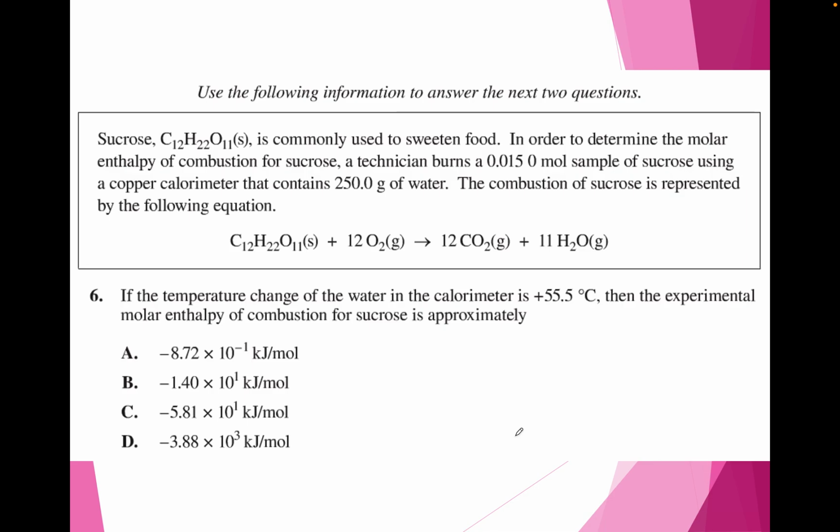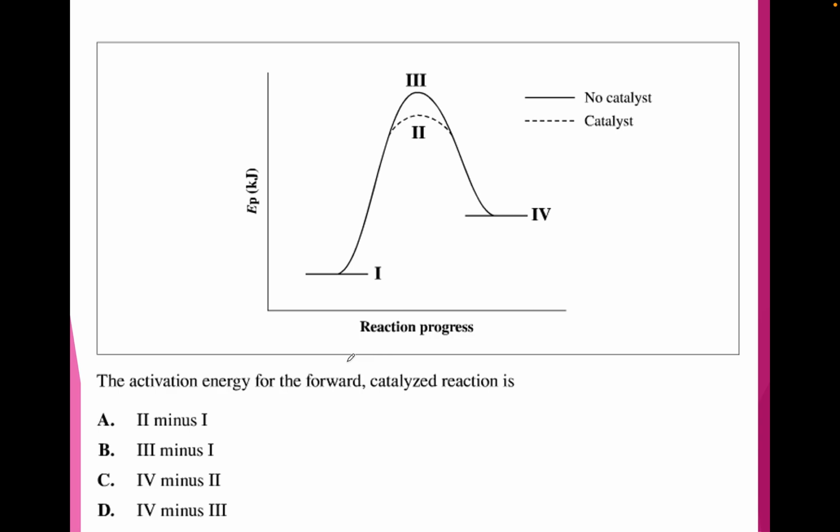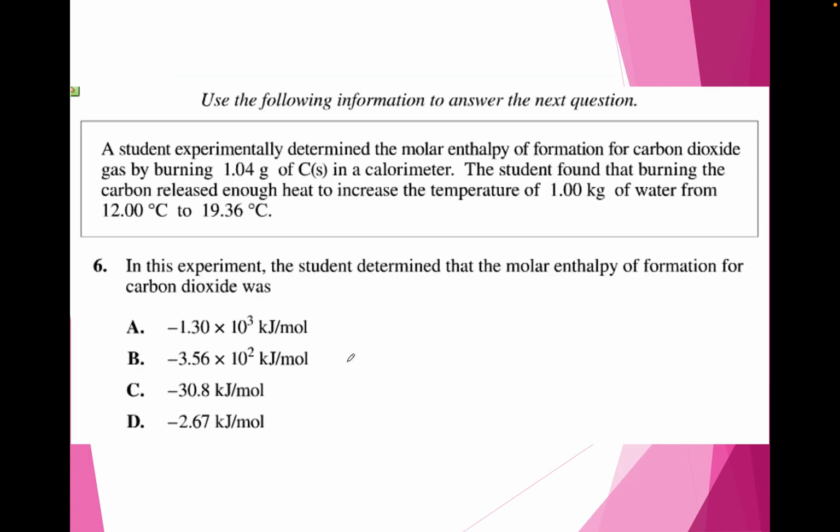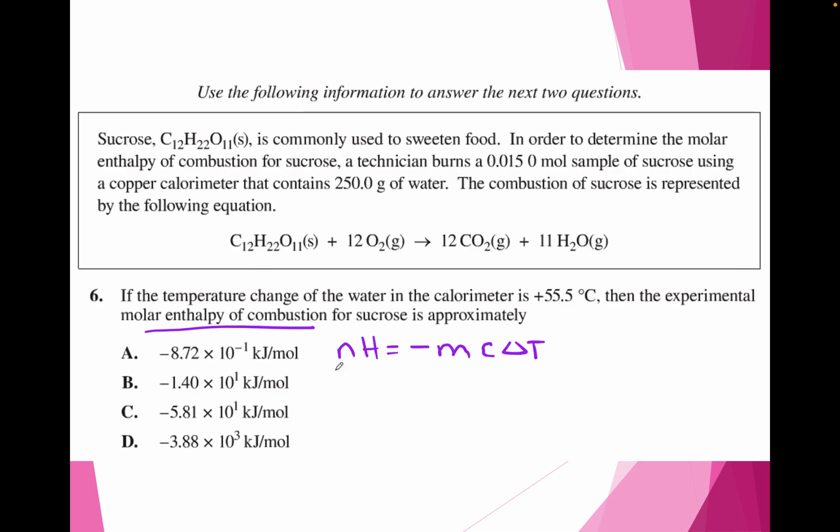So if we took a look at this calorimetry question, we have that combustion of sucrose once again. We have a little bit of information, and then it's asking us about the molar enthalpy of the combustion reaction. So because it is calorimetry, we're using the equation nH equals negative mc delta T. Filling in some information, we know the moles of our sucrose, and that was 0.015, and there's a zero there that I'll just add in. And we do want to solve for the molar enthalpy.